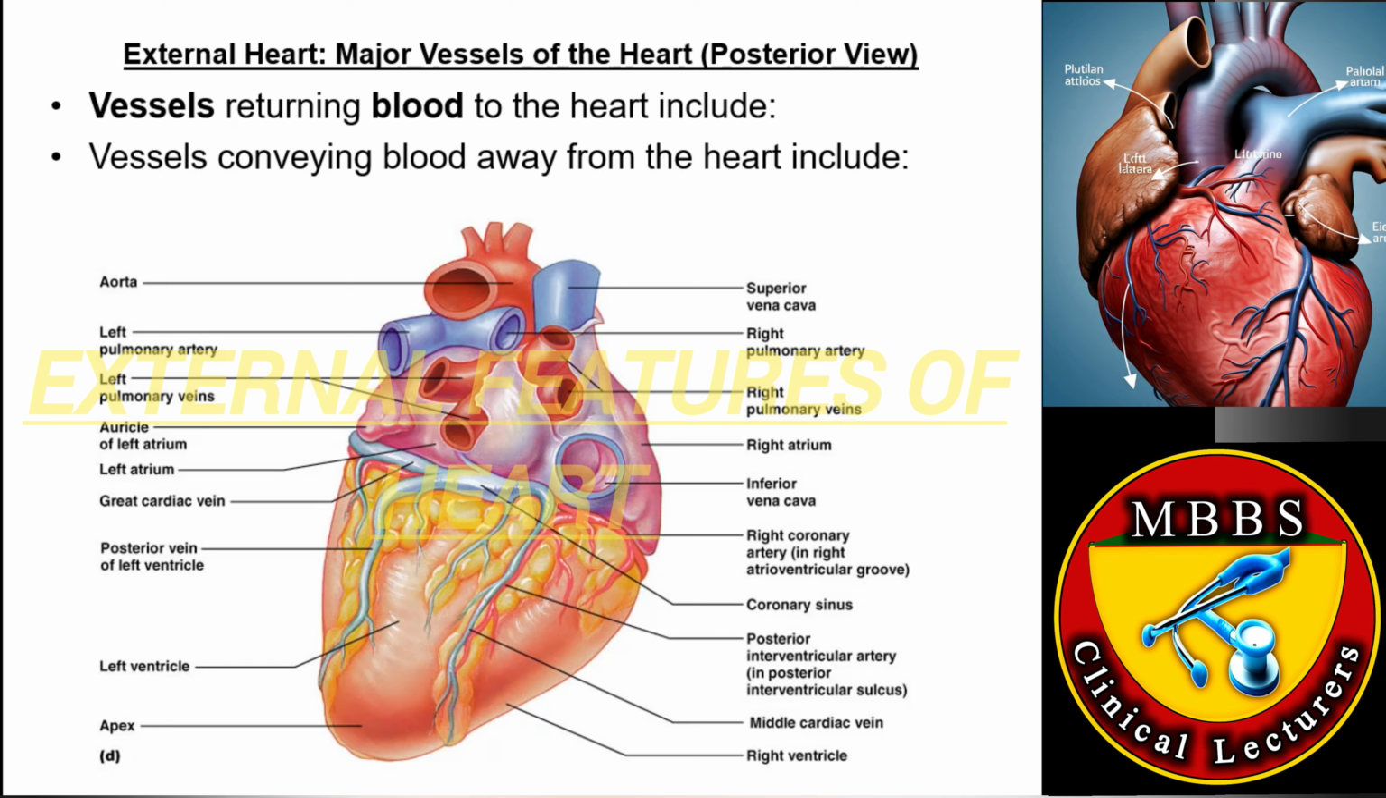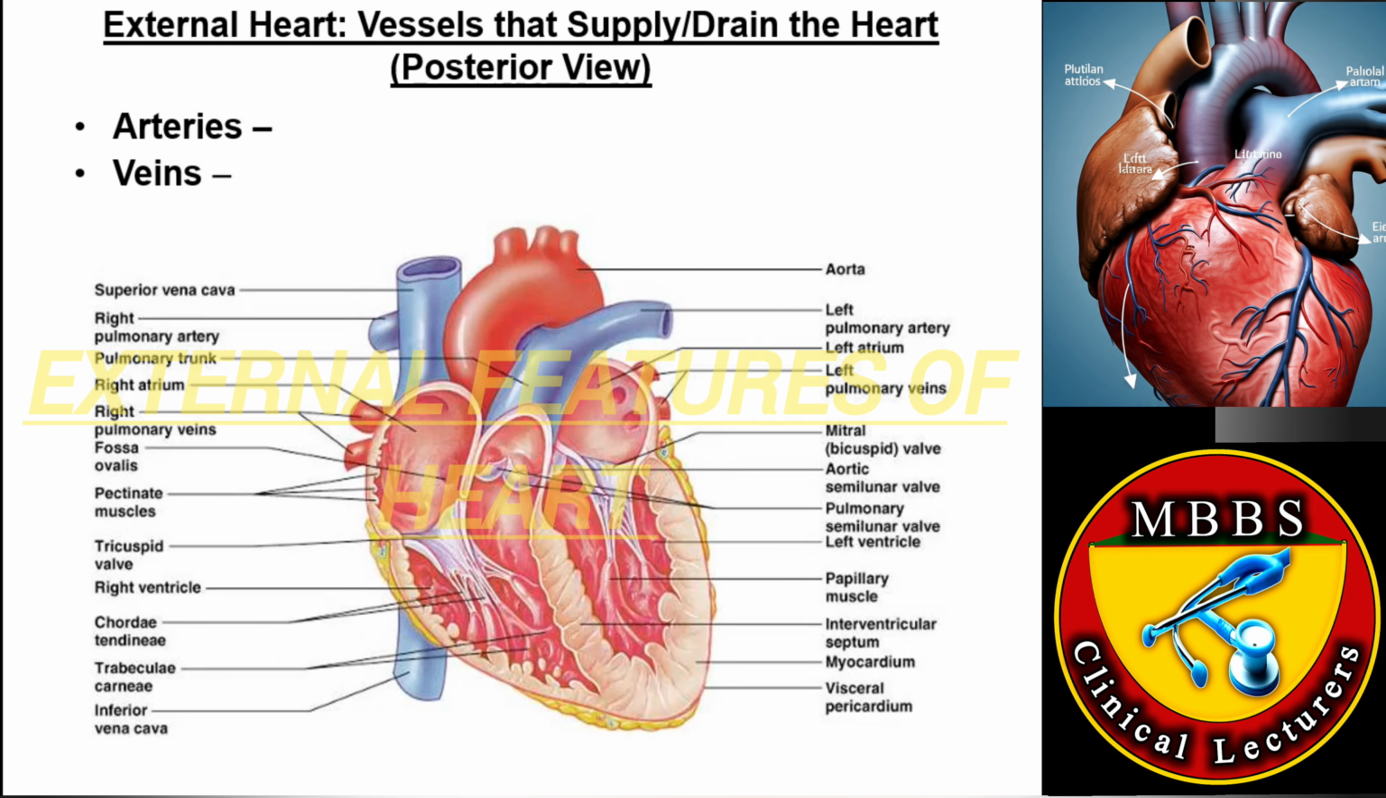The vessels that supply or drain the heart on the posterior: arteries, right coronary artery in atrioventricular groove and the posterior interventricular artery in the interventricular groove. Veins, great cardiac posterior vein to the left ventricle, coronary sinus and middle cardiac vein, they drain.